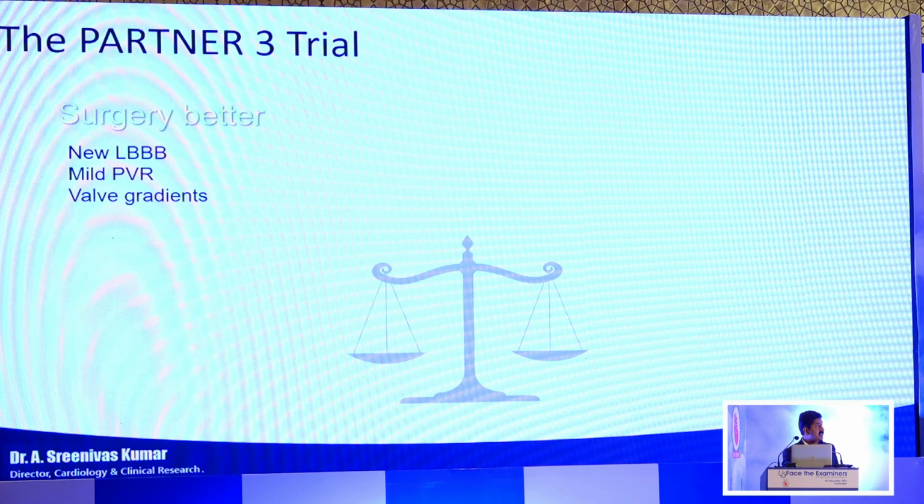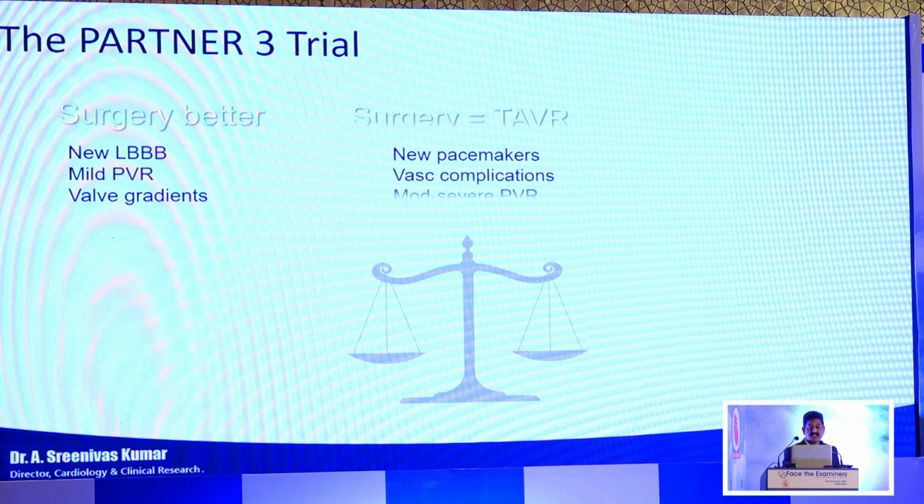So if you see the PARTNER 3 trial, what it said is, surgery is better only in a few aspects, like left bundle branch block incidence, and mild PVRs are still a problem with TAVR. That's where I think surgery could score better. Initially we thought valve gradients are better with surgery, but the latest trial showed it is the other way around. Both are equal in pacemaker requirements, and then coronary obstruction, vascular complications.